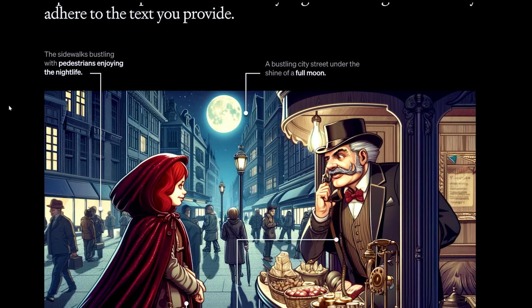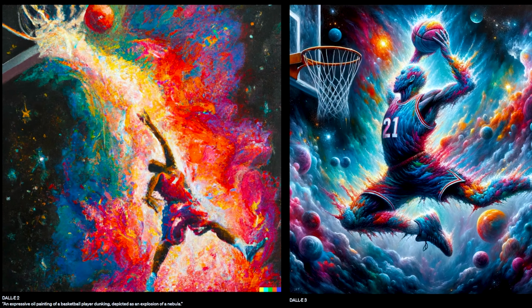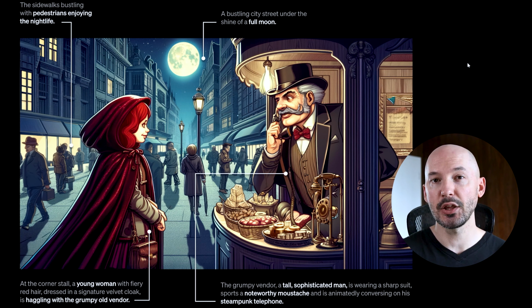OpenAI announced Dall-E 3 a few days ago, and if you've seen the pictures, you might be wondering, well, what's the big deal? Let me point out a handful of things that I'm most excited about and why Dall-E 3 is a big step forward in the industry. First and foremost, Dall-E 3 seems to have an incredible understanding of prompts.